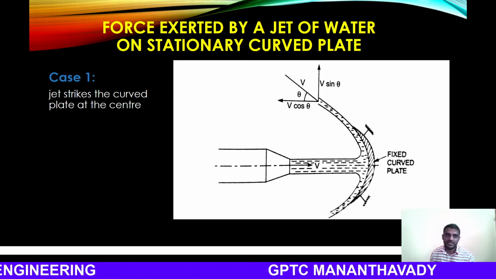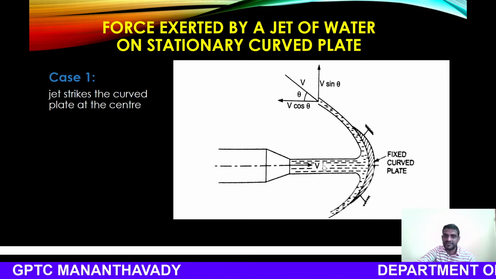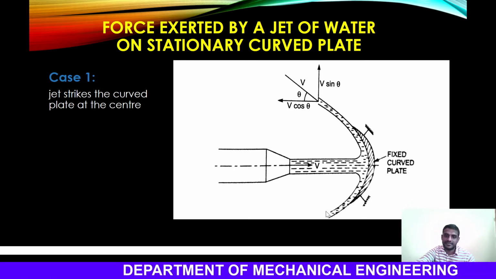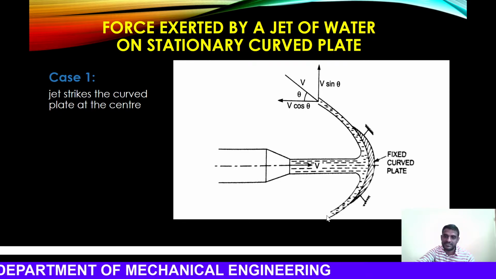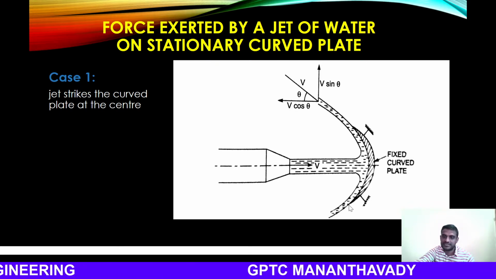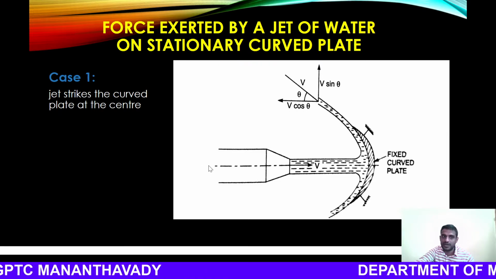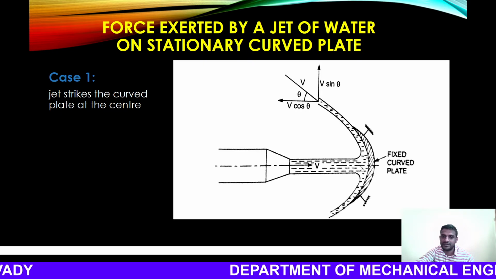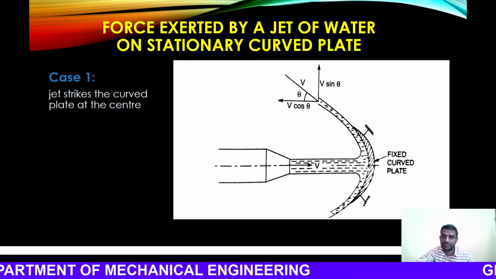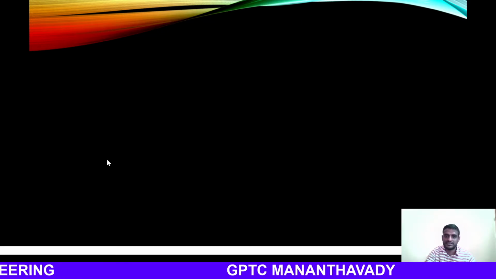So case one is the jet strikes the curved plate at the center. There are two cases with that. First one is the jet striking the plate at the center. And the second case is the jet striking the edge, this bottom end. The jet is coming through this edge, striking here and coming out this way. But in case one, the jet is coming out of the nozzle and striking at the center of the curved plate and coming out this way. So let's analyze these things.